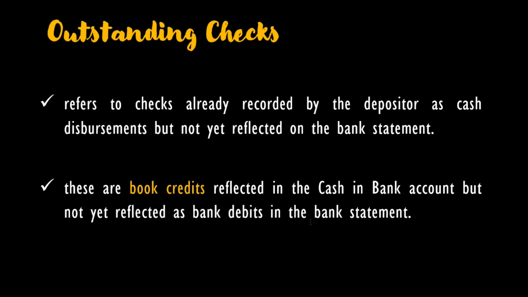So, yung outstanding check refers to check already recorded by the depositor as cash disbursements but not yet reflected in the bank statement. So, these are book credits reflected in the bank or the cash and bank account but not yet reflected as bank debits in the bank statement.